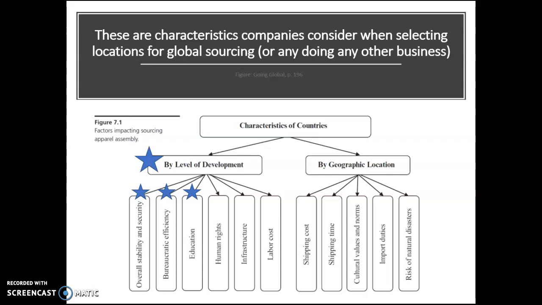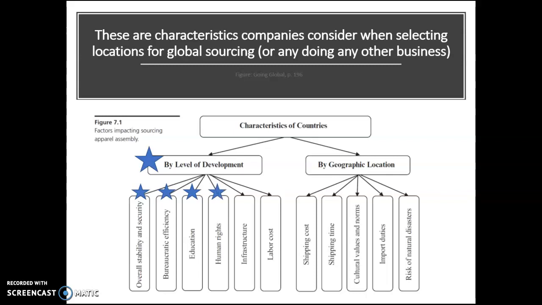So oftentimes what we see is companies that are making fast fashion usually source in countries with a low level of education because they don't want to pay their workers very much. Whereas luxury brands are usually sourcing from countries with a high level of education because those are highly skilled workers that are required to make that product, and they get paid accordingly.